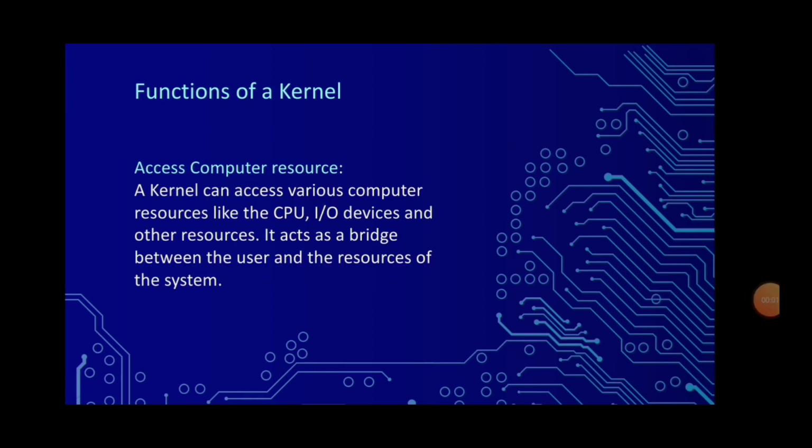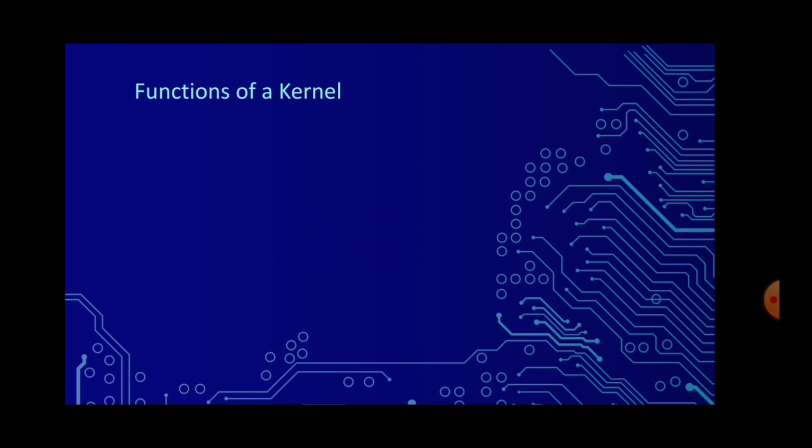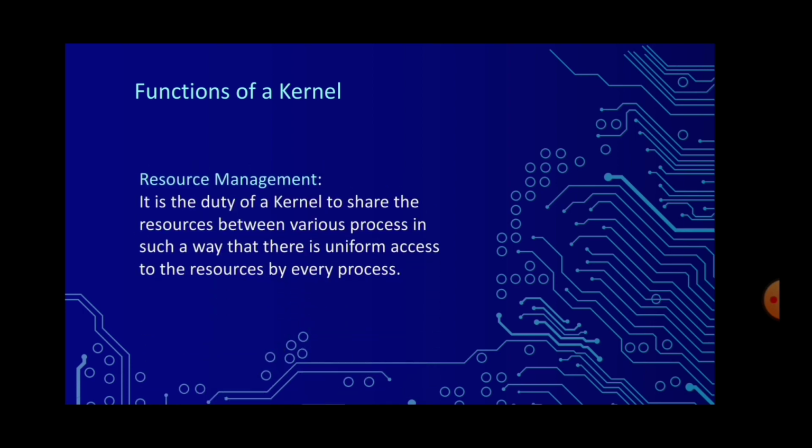Functions of a kernel. Access computer resources. A kernel can access various computer resources like the CPU, I/O devices, and other resources. It acts as a bridge between the user and the resources of the system. Resource management. It is the duty of a kernel to share the resources between various processes in such a way that there is uniform access to the resources by every process.